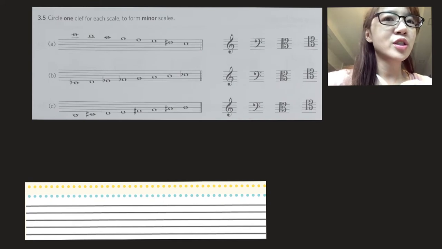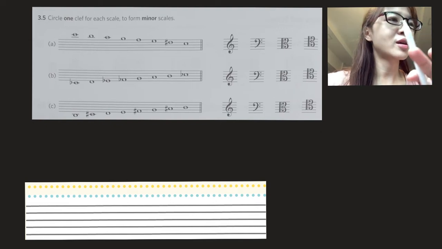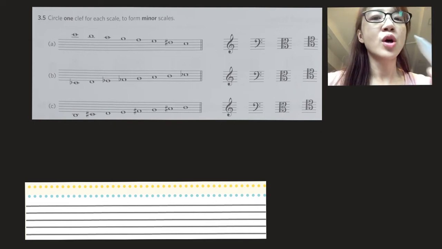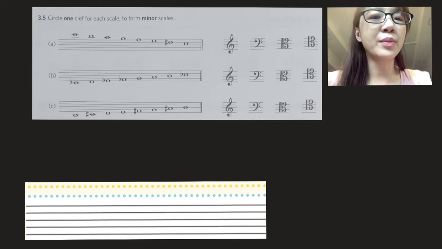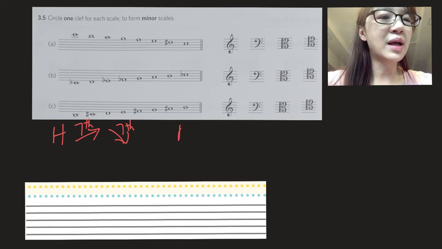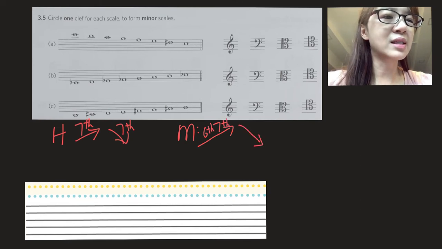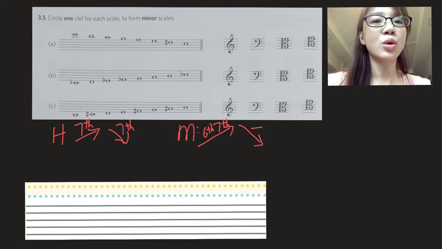Alright, for this question, the student is required to circle one clef for each scale to form the minor scales. So we definitely need a quick revision: for the harmonic scale, going up and down, you consider the 7th note to be raised up. For the melodic, going up, you have to consider the 6th and 7th notes, raise them up. And when you come back, nothing happens, so you could just treat it as whatever the key signature you have.